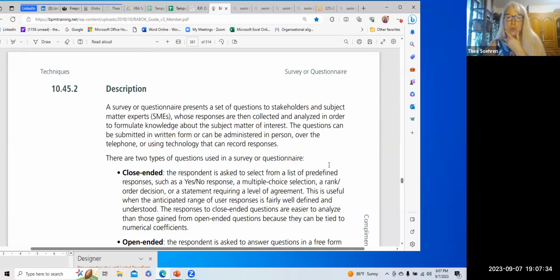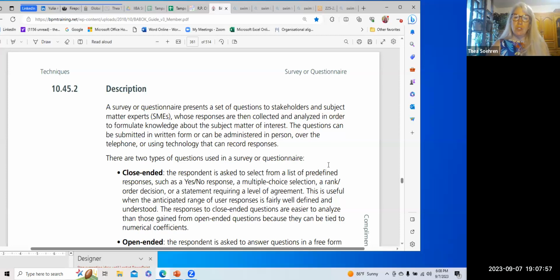It presents a list of questions to stakeholders and subject matter experts, or SMEs, whose responses are then collected and analyzed in order to formulate knowledge about subject matter of interest. The questions can be submitted in a written form or can be administered in person, over the telephone, or using technology that can record responses. SurveyMonkey is a great way to do surveys.